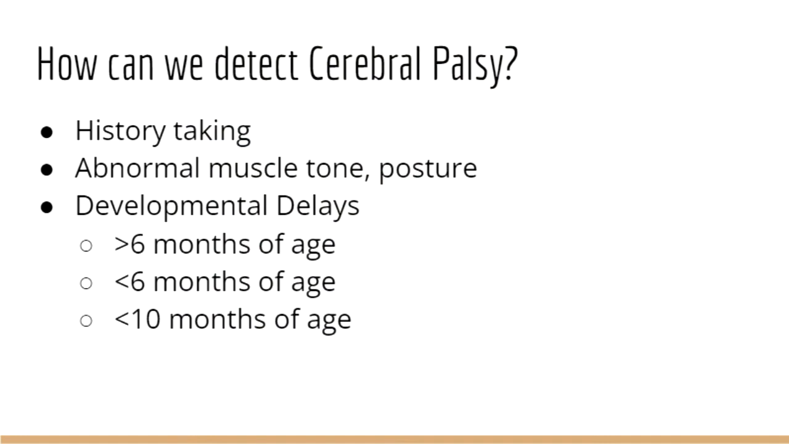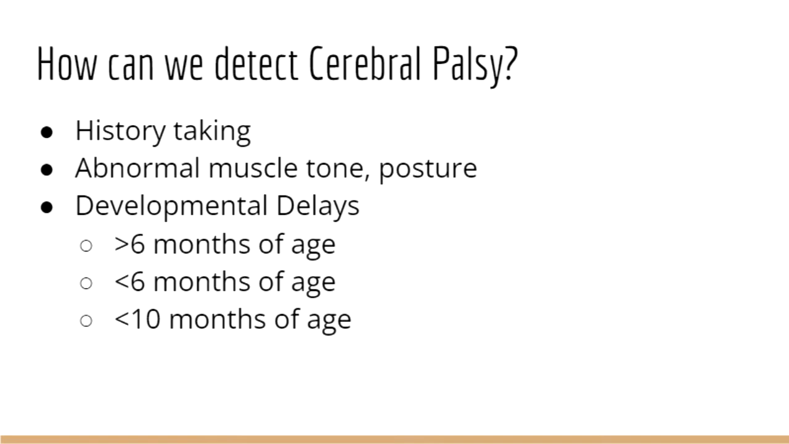So, how do we detect cerebral palsy? You can see it in the developmental milestones, the developmental delays, especially of the child. He is slow to reach milestones such as rolling over, sitting, crawling, and walking. Also, history taking of the prenatal, perinatal, and postnatal history. You could know through the complications during those periods if they have cerebral palsy or not.